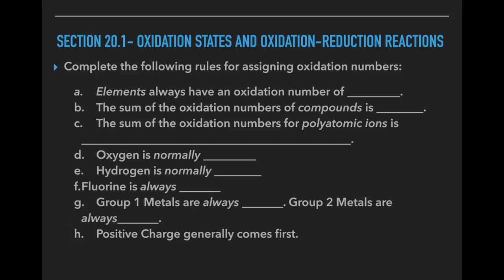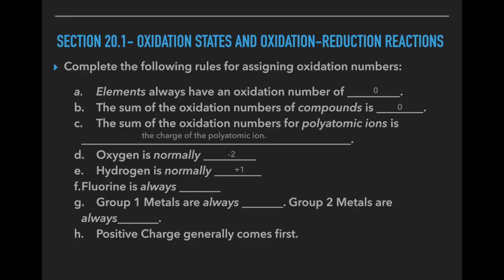When we're assigning oxidation numbers, elements are always going to have an oxidation number of 0. The sum of the oxidation numbers in a compound is going to be equal to 0. And the sum of the oxidation numbers for a polyatomic ion is going to be equal to the charge of that polyatomic ion. Now, oxygen normally has an oxidation number of -2. However, when it's peroxide, it has an oxidation number of -1.